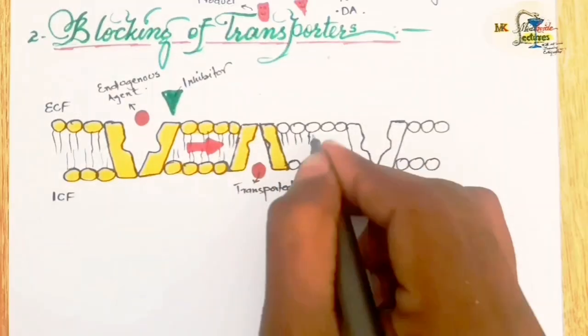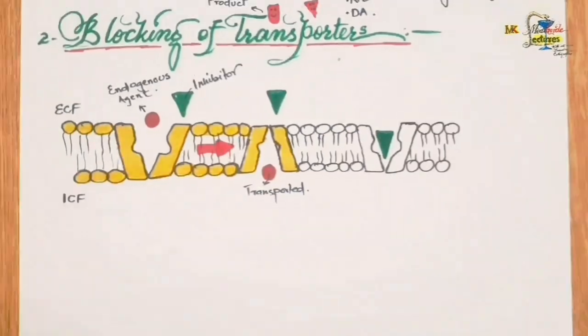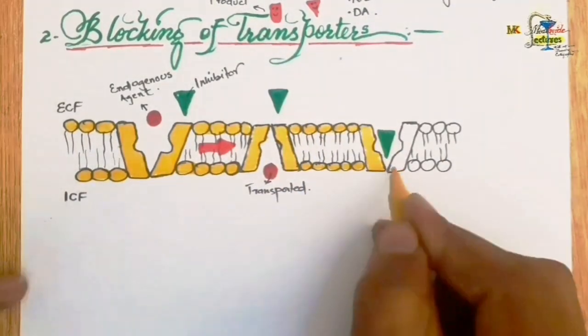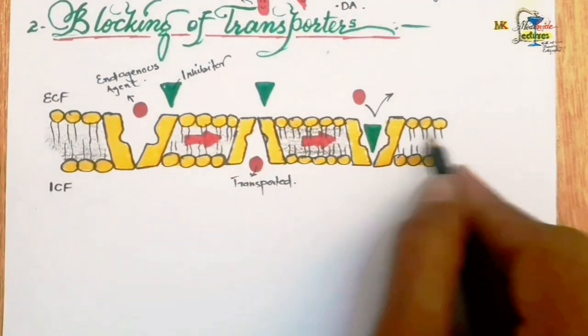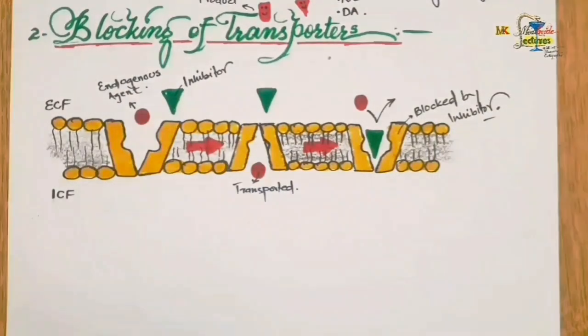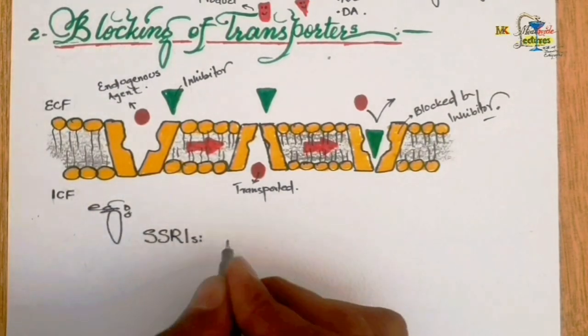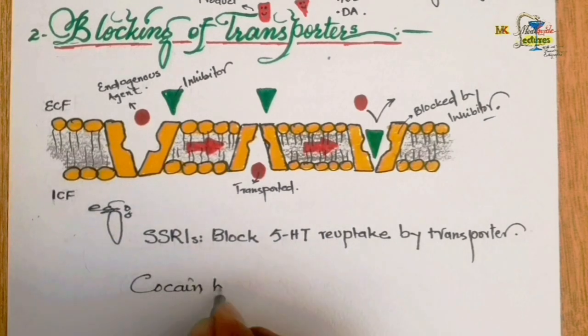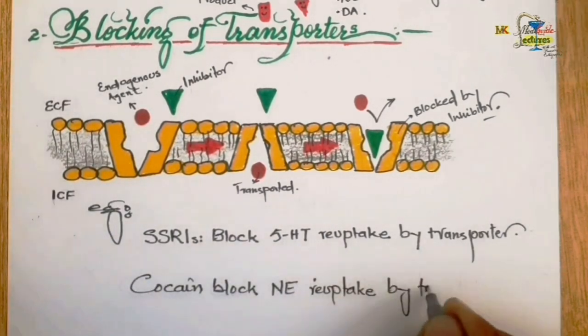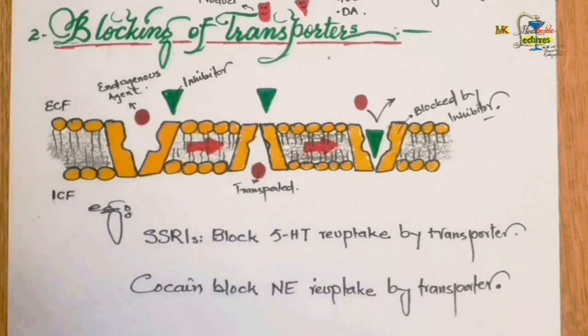And the transportation mechanism of these molecules can be inhibited by drugs like SSRIs, which inhibit the reuptake of serotonin back into the neurons, and cocaine, which inhibits the reuptake of norepinephrine, which results in an increased concentration of these molecules in the synaptic cleft between the neurons. And thus, these molecules activate the postsynaptic receptors more than normal.